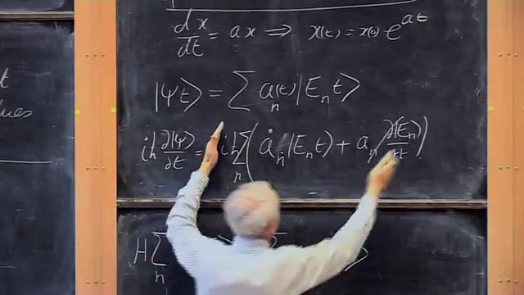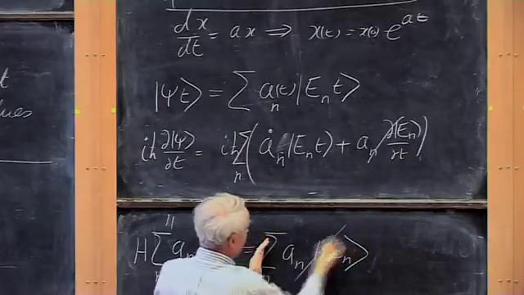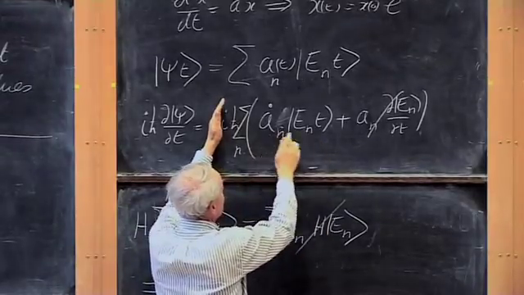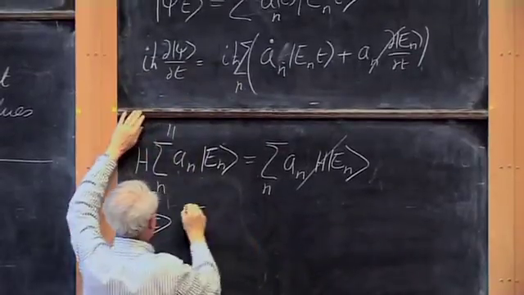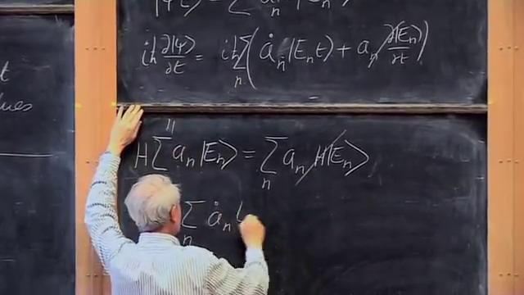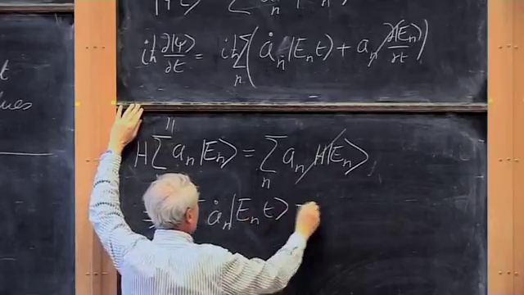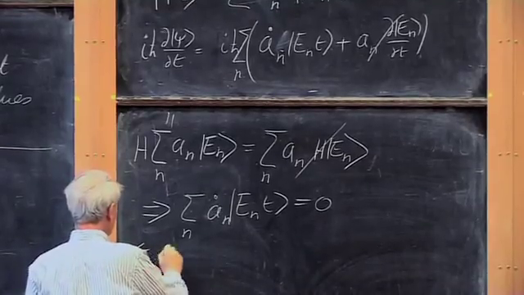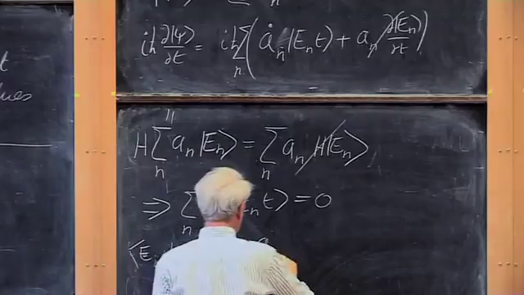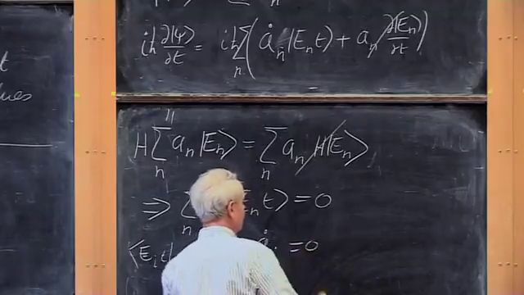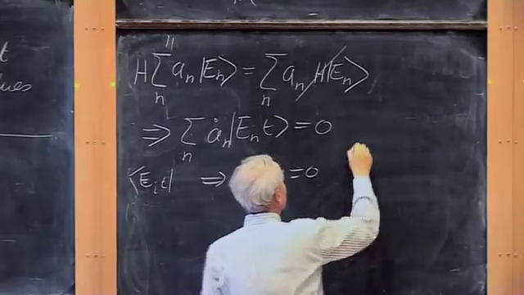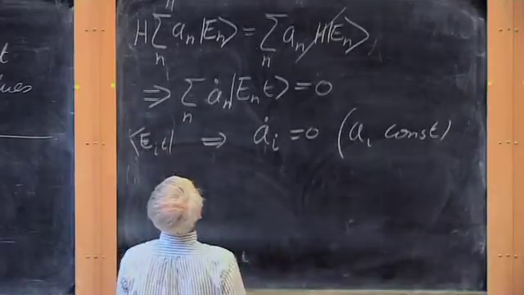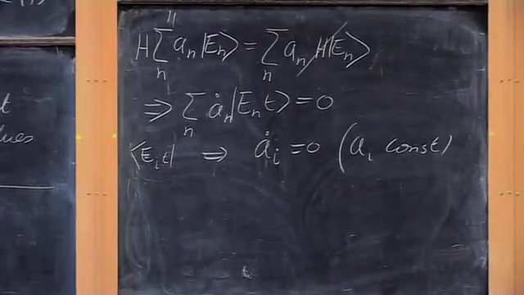So when I look at this stuff is equal to this stuff, I've cancelled this, so the right side now says nothing, and the left side has this stuff, has A dot, so I've got the conclusion that the sum over n of A_n dot E_n(t) equals naught. Bra through with an E_i of t, and that leads to the conclusion that A_i dot equals naught. So the A_i are constant. So we have a solution. This enables us to write down the solution to the general problem.